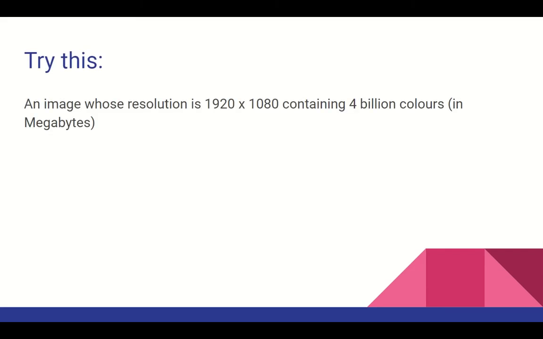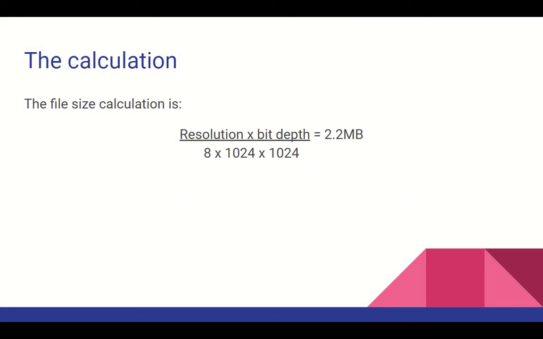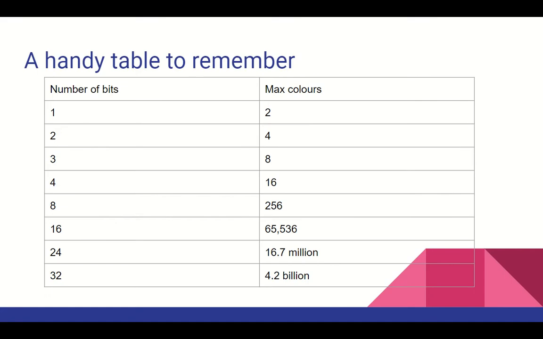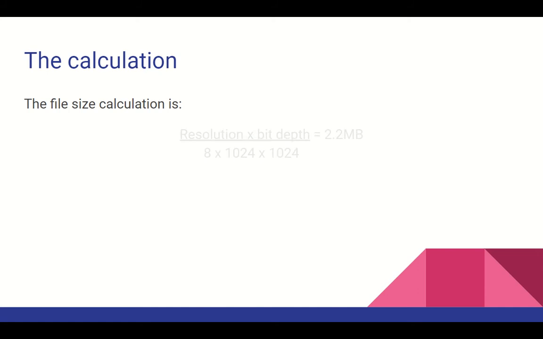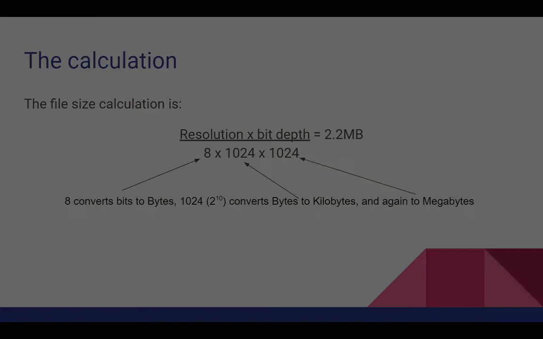Try this on for size. Now, this has got the answer in it already, so have a go. An image whose resolution is 1920 by 1080 contains 4 billion colours. So the first question is, what is the bit depth? Let's go back to this. 4 billion colours, so it's 32-bit, okay? Let's go forward and find it again.